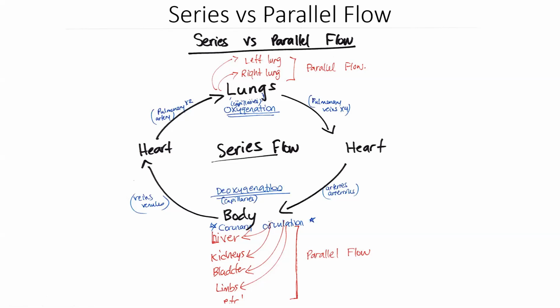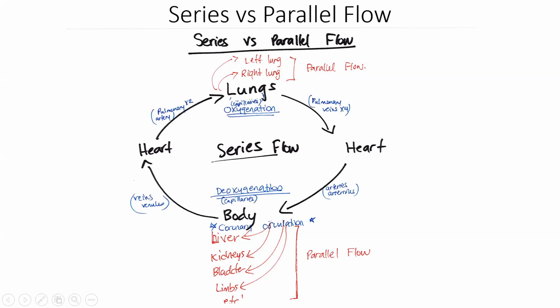Parallel flow is different because here blood has a choice. And so we said parallel flow exists in the lungs and then in the systemic circulation. So in the lungs, blood can decide some of it is going to go to the left lung, some of it is going to go to the right lung. And so we can have two different things happening at once, and we describe that as being parallel flow.